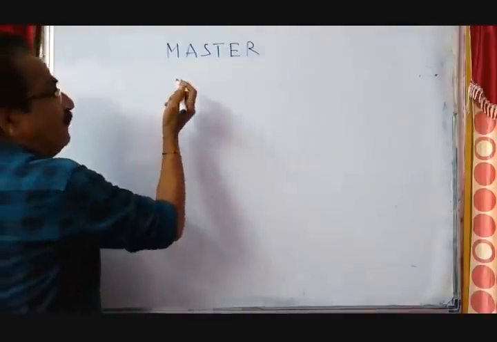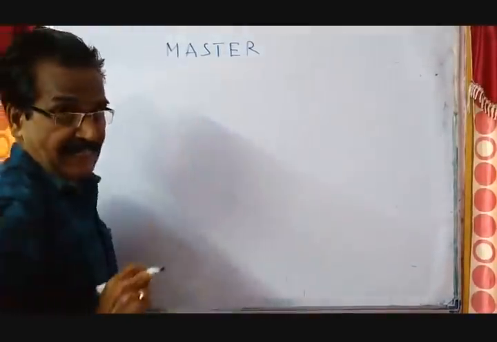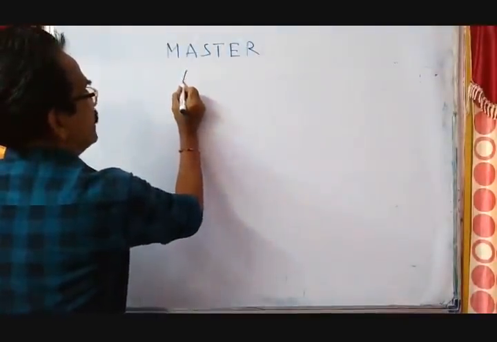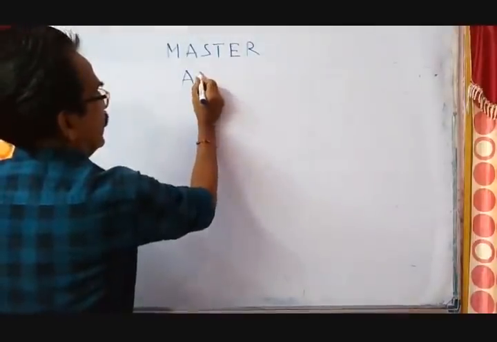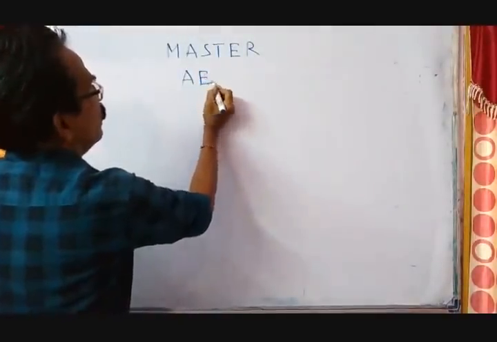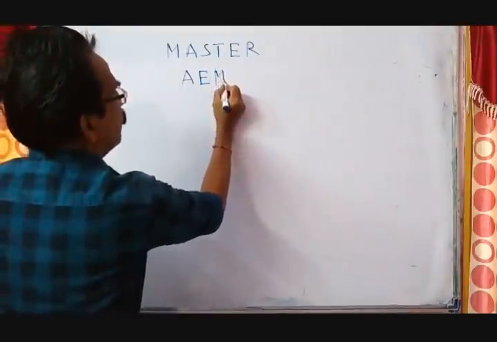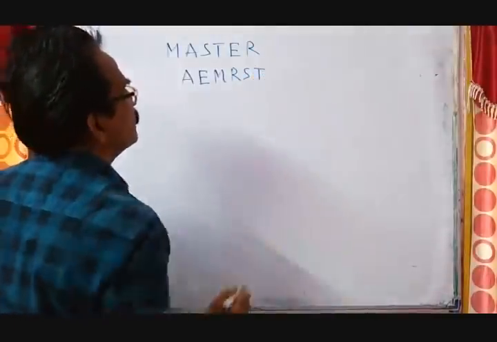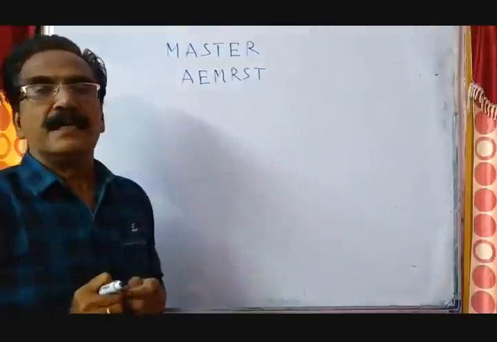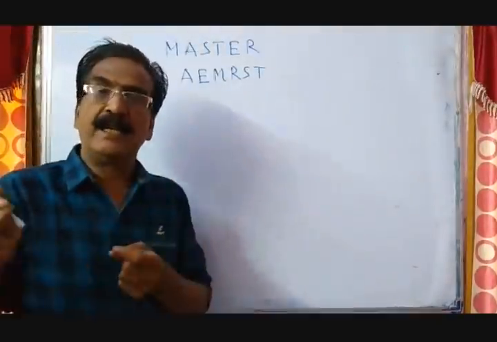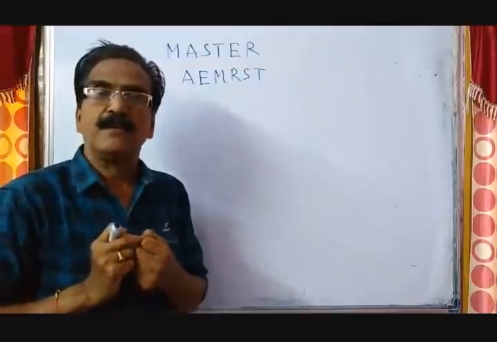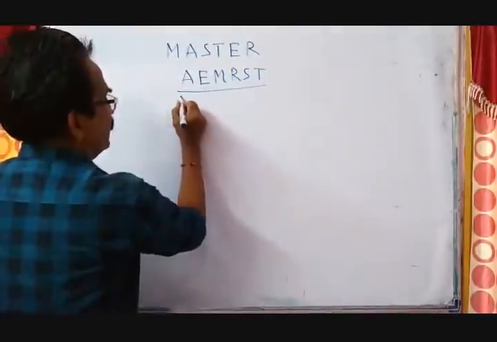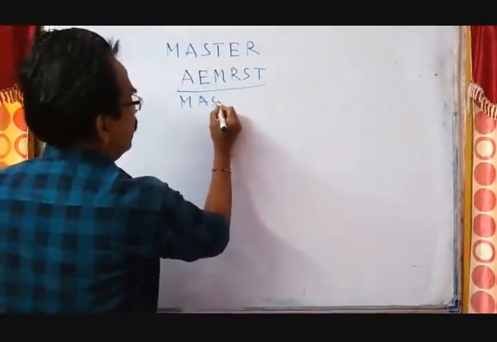So, first you have to arrange these letters in alphabetical manner. That is, A comes first, followed by E, followed by M, followed by R, followed by S, followed by T. After arranging the letters of the given word in alphabetical manner, you write the given word, master.